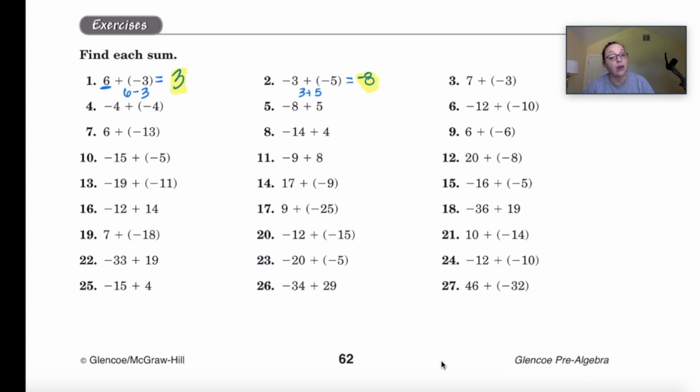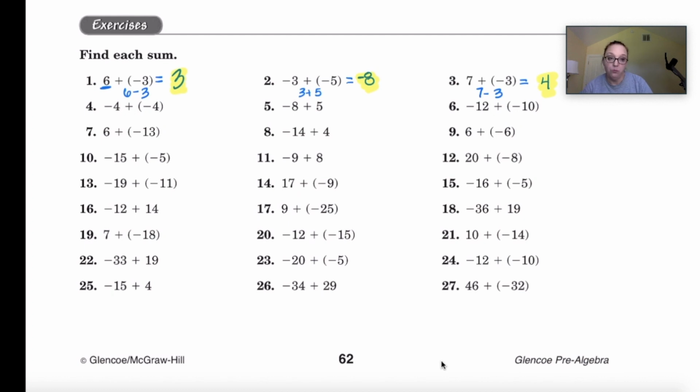Look at number 3. 7 plus -3. They are different signs, so we would subtract. We'll do 7 minus 3, which gives us 4. And then we say, do we have more positives or negatives? We have more positives, so the answer here is going to be +4.